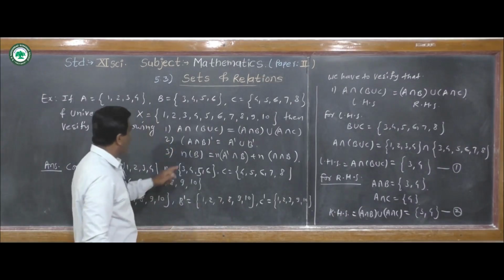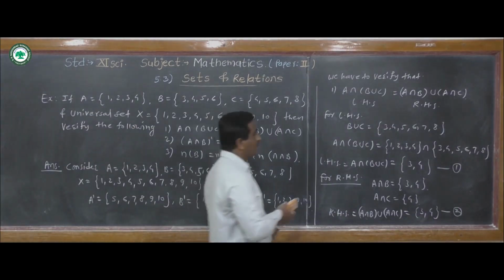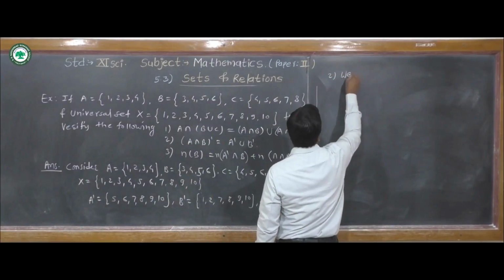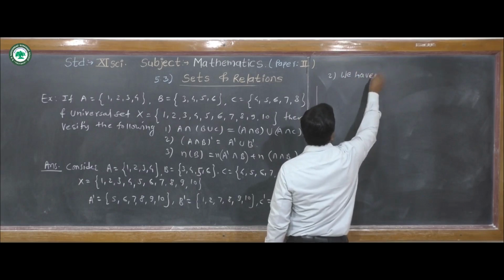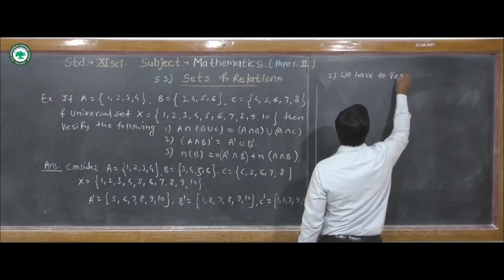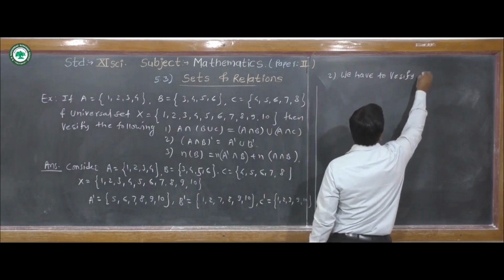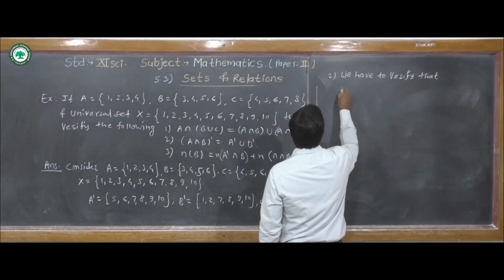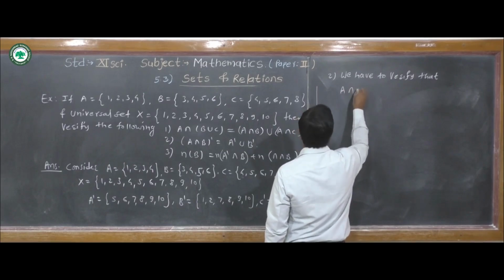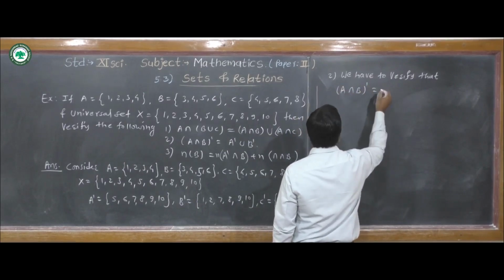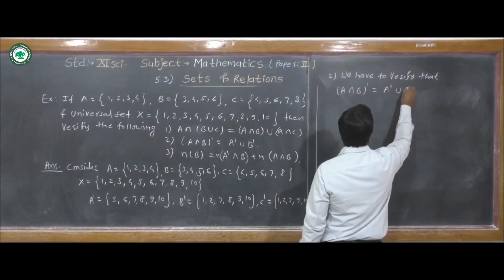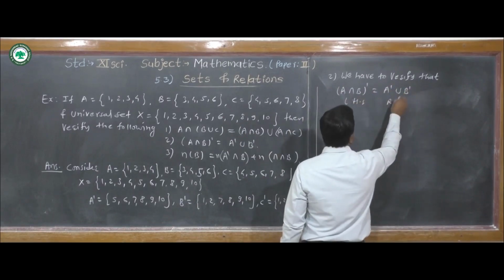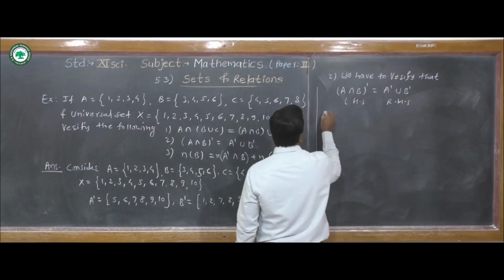Now we see second. You have to verify this De Morgan's law. Now next, second number, we have to verify that (A intersection B) complement is equal to A complement union B complement. We can say this is LHS, this is RHS.